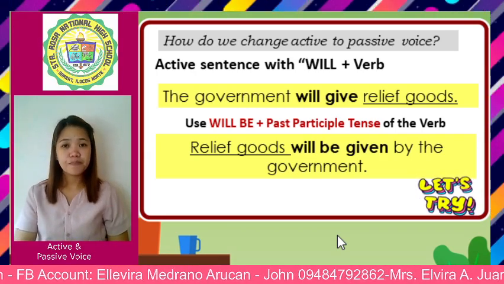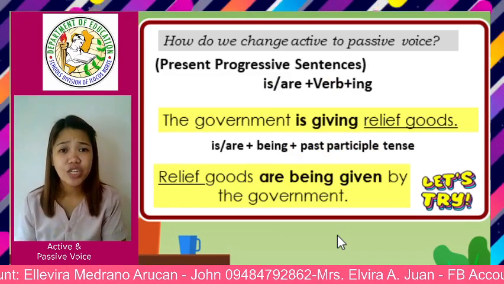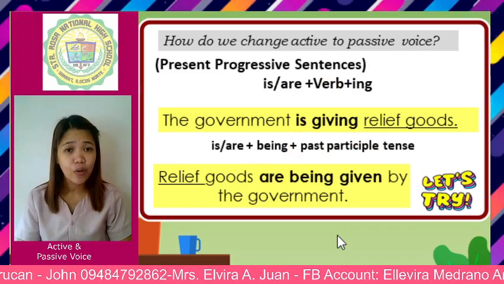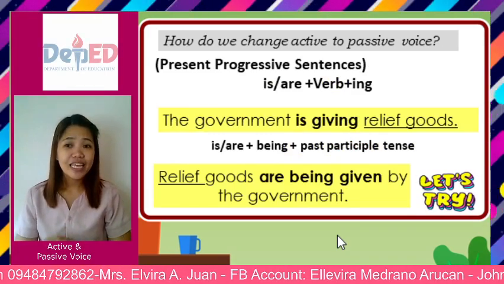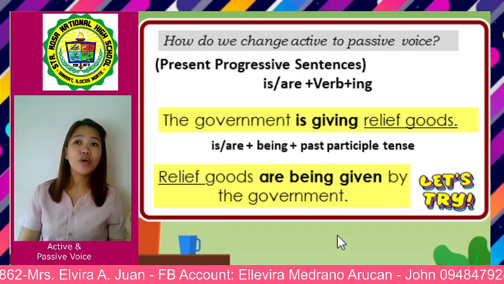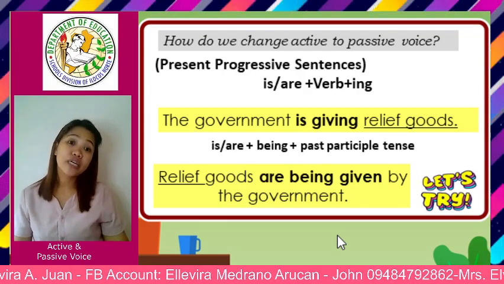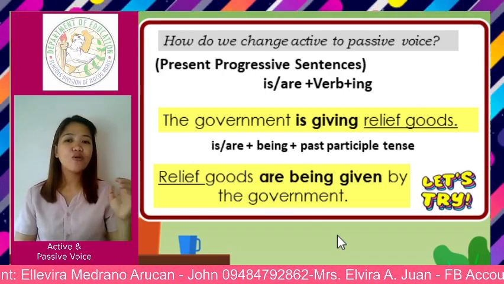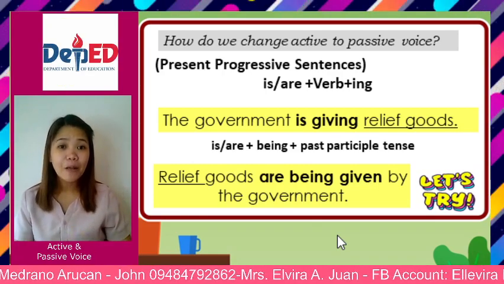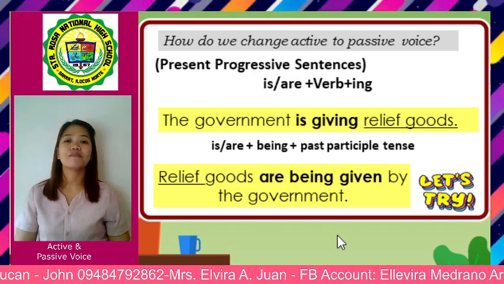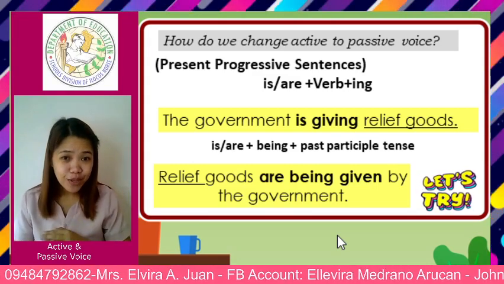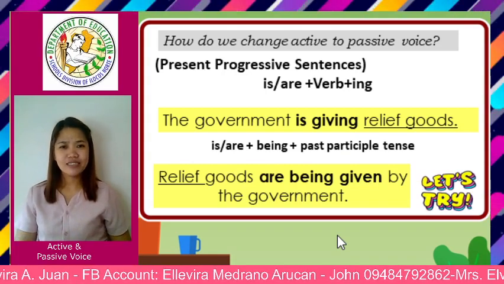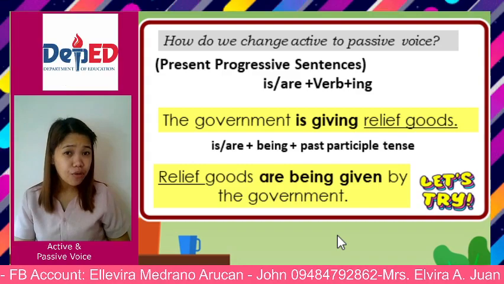Let's have another. How do we change active to passive voice if it is in the present progressive sentence or tense? Like, is watching, is viewing, is dancing, is looking. Then you just have to use is or are plus being plus past participle. So here, relief goods are being given by the government. Is that clear? Well, I hope so.